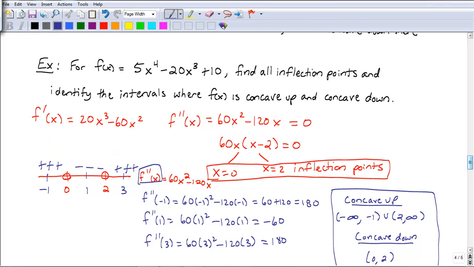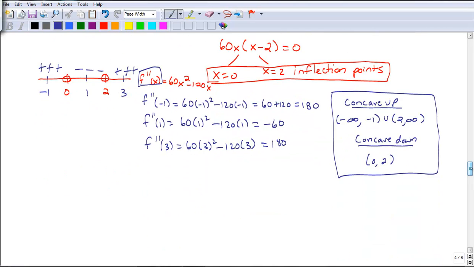So notice it's exactly like what we did before with the first derivative, except now we're doing it with the second derivative and we're calling them different things. Inflection points, concave up and concave down. But now I know a lot more about this graph. I know that where it's concave up, this graph is going to have a shape that bowls up.